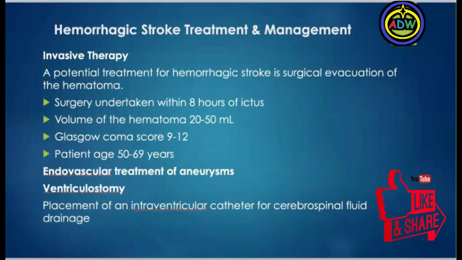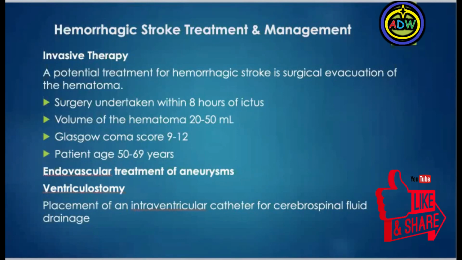Invasive therapy. A potential treatment for hemorrhagic stroke is surgical evacuation or removal of hematoma. Hematoma is blood accumulation within brain tissue. So first of all, we have to evacuate or remove this blood. Surgery is undertaken within 8 hours of ictus. Ictus is onset. Volume of hematoma, 20-50 milliliters.